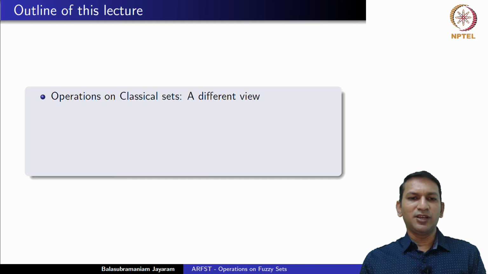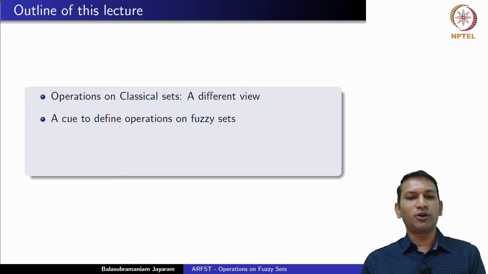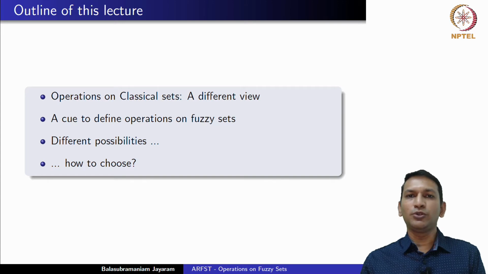In this lecture, we will look at operations on classical sets, albeit in a different view. And from here, we will take a cue to define operations on fuzzy sets. You will see there are very many possibilities, and the question will boil down to how to choose among the many possibilities that exist.